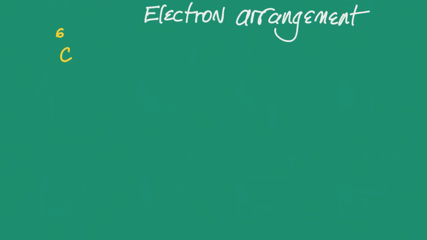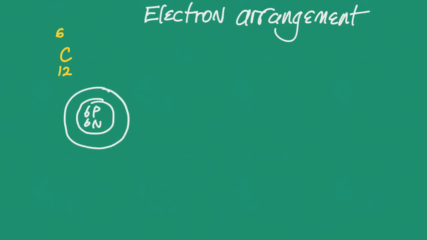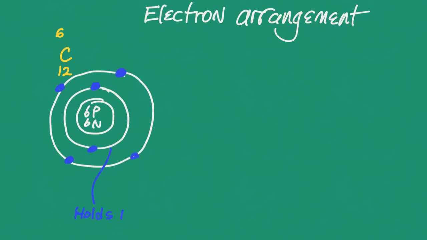In order to draw an atom, we need to know the electron arrangement. There are some rules to follow. Now here is our carbon with its 6 protons, 6 neutrons, and 6 electrons. The inner shell holds up to 2 electrons. That's the first shell, holds up to 2 electrons.